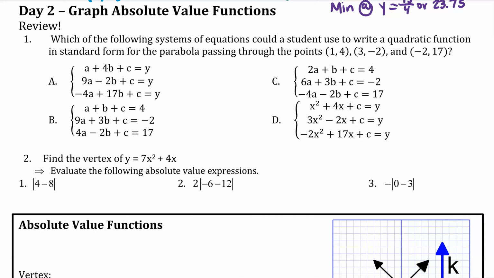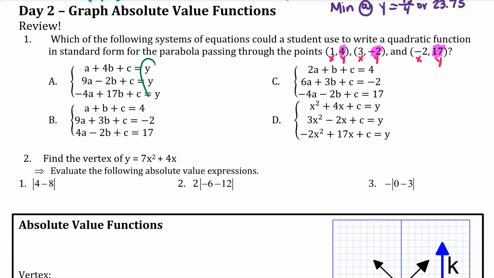So the first part asks which system of equations could a student use to write a quadratic function in standard form for the parabola passing through the points. Now I don't think we've done any of these, but I could be wrong. The way I set it up is I look at the points, and every single point has an x and a y. So what I check for first is which equation has all of the y's where they should be, which is on the other side of the equal sign by themselves.